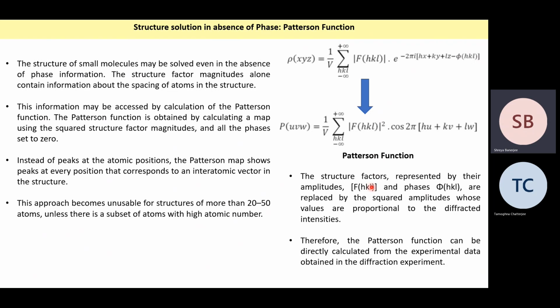So in the Patterson function, instead of the structure factor, you take the square of the structure factor and you consider the phase as 0. Then from the electron density, you can get the Patterson function. And the Patterson function can be calculated directly from the diffraction pattern, because the diffraction pattern gives the intensity, which is this F squared, and the HKL of each of the spots. So the Patterson function can be obtained directly from the diffraction pattern.